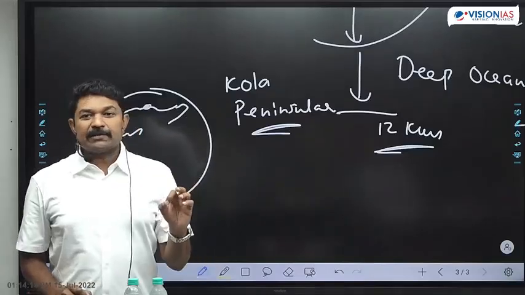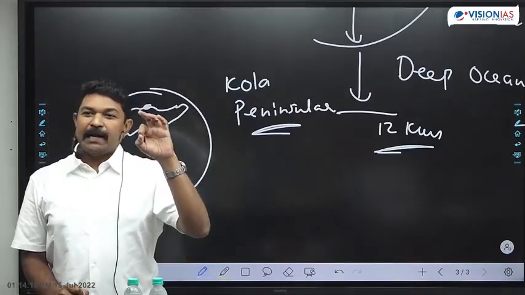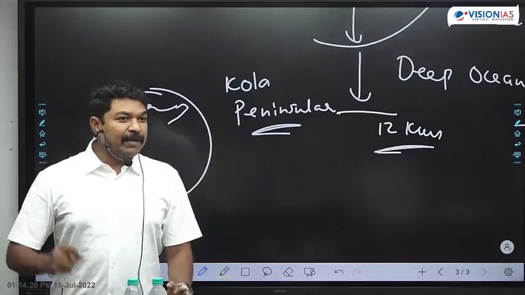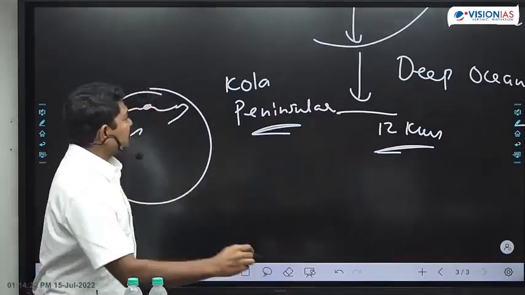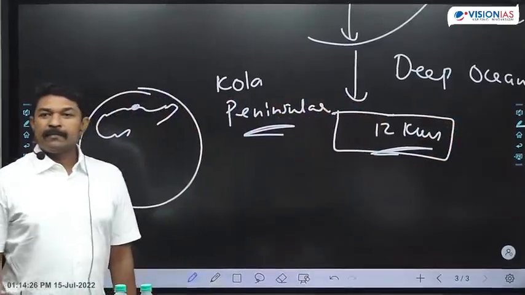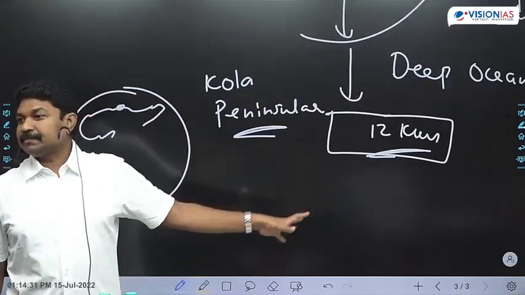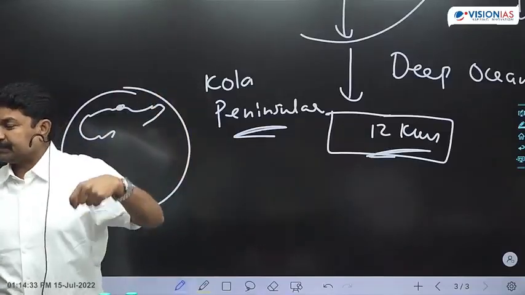In the Kola Peninsula, the deep drilling project was done, and this is a highly successful project where man could send the pipelines up to a depth of 12 kilometers. This is the achievement man has made till now regarding the Earth's interior.